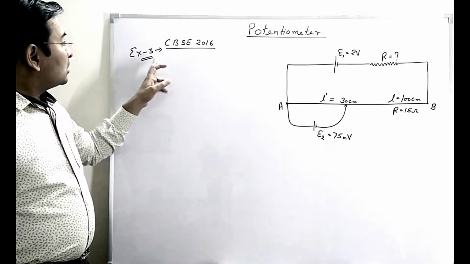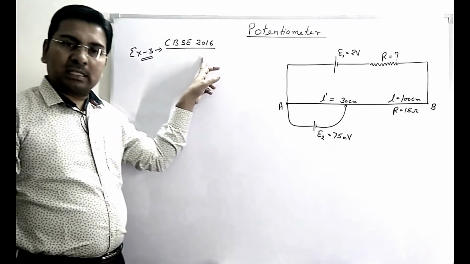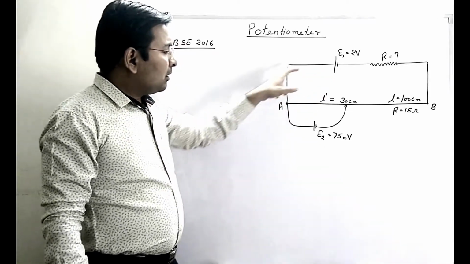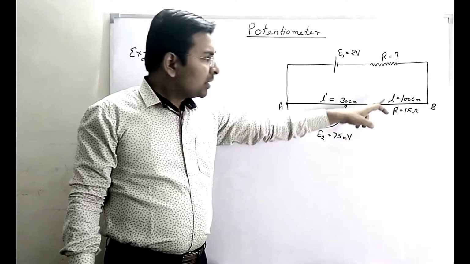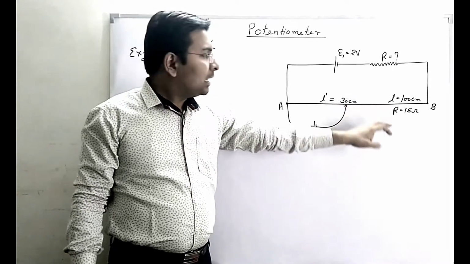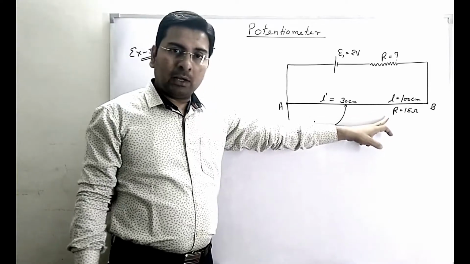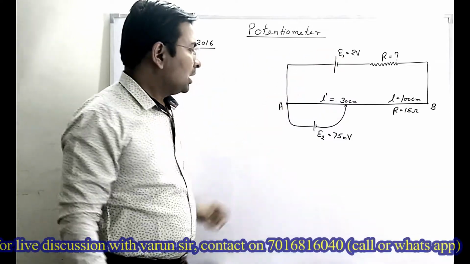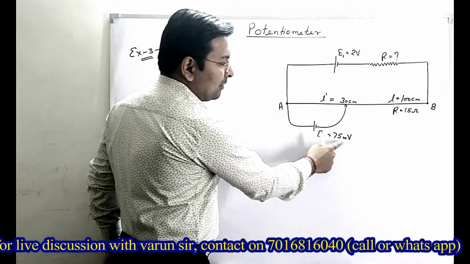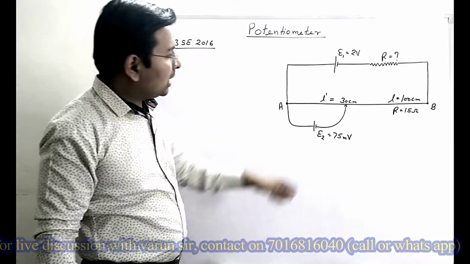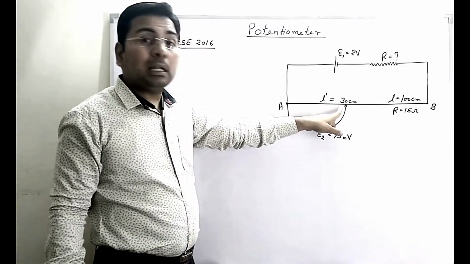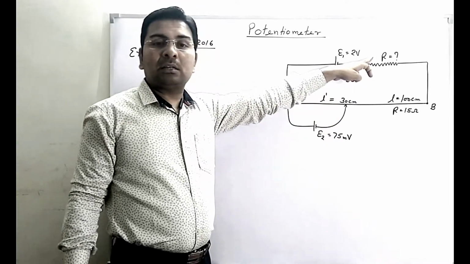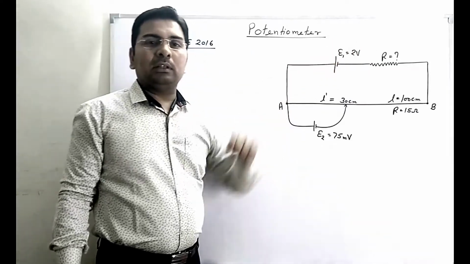Okay beta. Now the third question we have taken from the CBSE 2016. It's a different kind of question. Fine. What is the question saying? Again the same potentiometer setup. Wire of length 1 meter or 100 centimeter. Resistance of this wire is 15 ohm and the driver cell EMF given to you is 2 volt. And another cell of EMF 75 millivolts when connected in the circuit gives a null point at 30 centimeter. Okay? So in this question you have to calculate the value of this R.